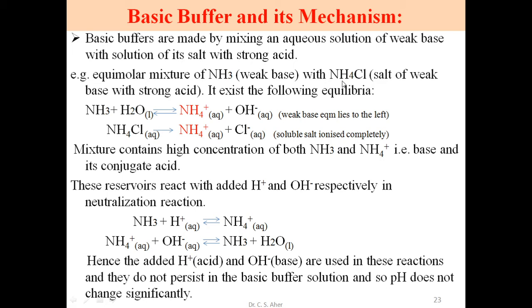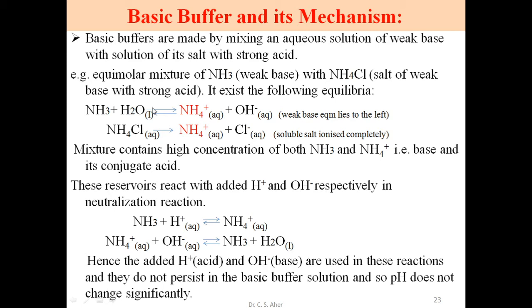HCl plus ammonia gives NH4Cl, that is ammonium chloride. It exists in the following equilibria. The weak base dissociates at equilibrium to form NH4+ and OH-. The weak base equilibrium lies to the left on addition of this salt. Ammonium chloride, being a strong electrolyte, ionizes completely to form ammonium ion and Cl- ion.